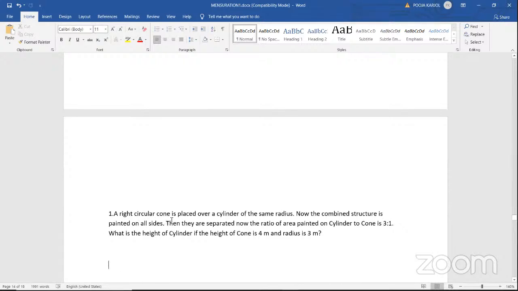A right circular cone is placed over a cylinder of the same radius. Cylinder is there, and over it a right circular cone is there. Now the combined structure is painted on all sides. Then they are separated. Now the ratio of area painted on cylinder to cone is 3:1. What is the height of the cylinder if the height of the cone is 4 meters and radius is 3 meters? Try this.